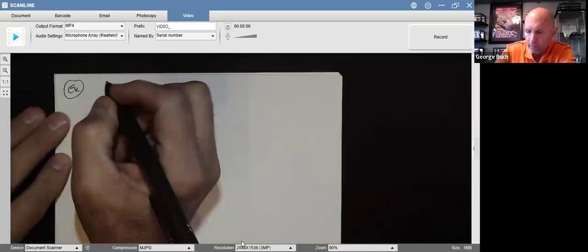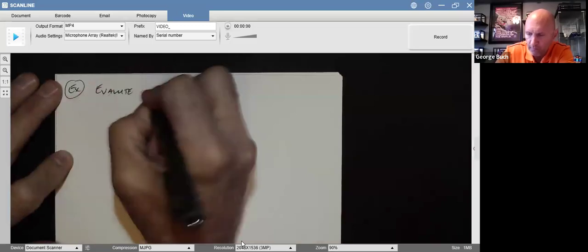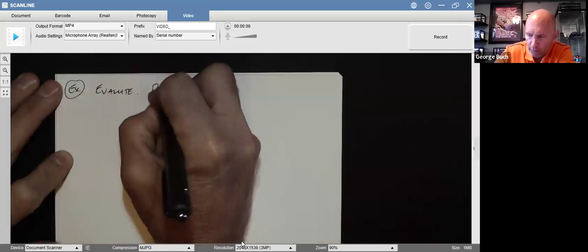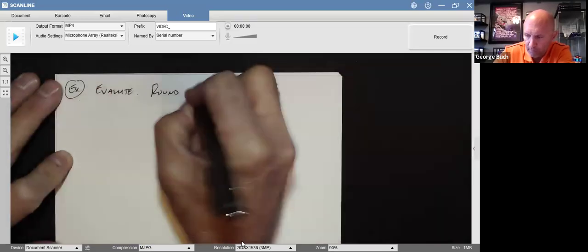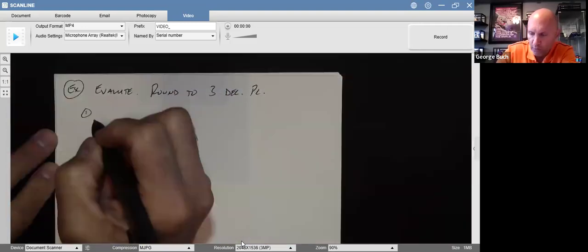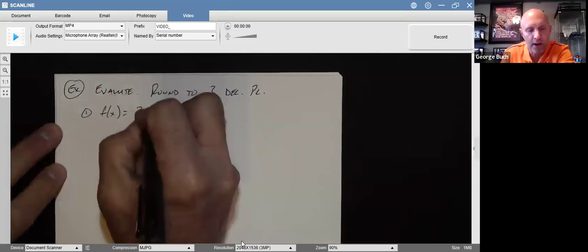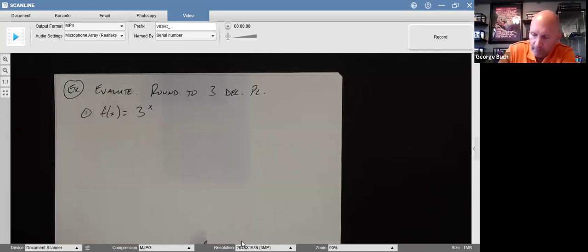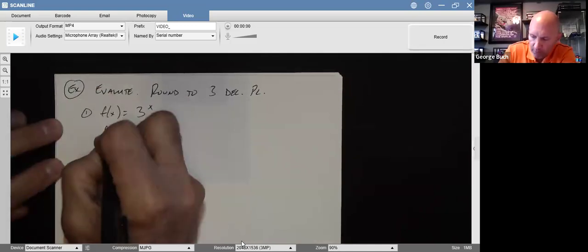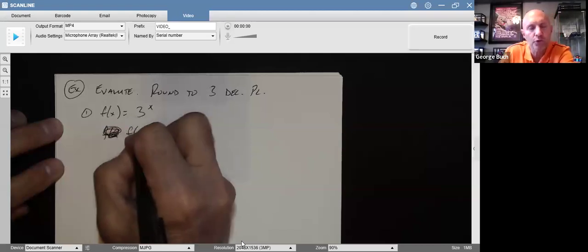All right, so the first set of problems: we want to evaluate the functions, and let's round to 3 decimal places. So the first one, our function f of x is equal to 3 to the x power. The first thing I want to figure out or evaluate is f of 2.